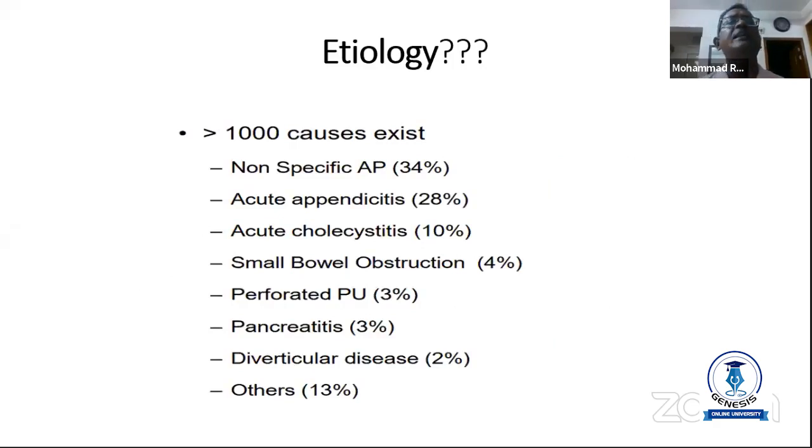More than 1,000 causes exist. That's why it is a magic box. Can you imagine, more than 1,000 causes exist for abdominal pain? It's terrific. So it's a non-specific pain.